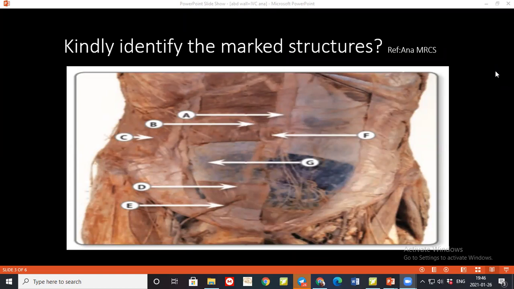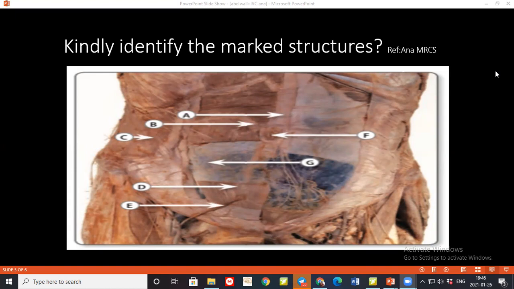What is the significance of the arcuate line and what is its surface marking? This defines the lower limit of the posterior layer of the rectus sheath. It can be found one third of the way between the umbilicus and the pubic tubercle.